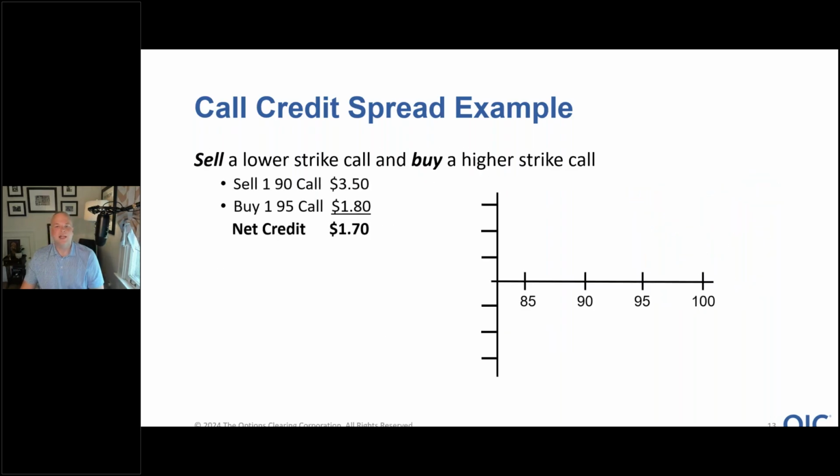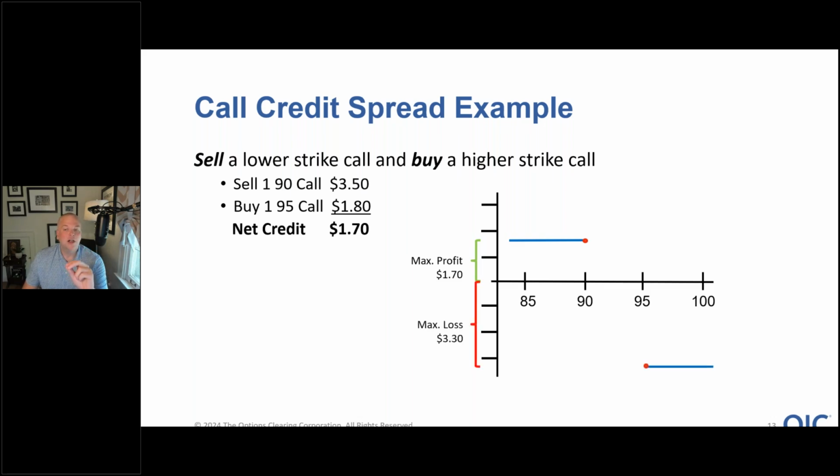Now, let's look at the example as far as P&L is concerned. Remember, you're short the 90s, you're long the 95s. This is a bear call spread, a credit spread. Max profit, again, is what you took in when you sold the actual spread. So max profit is going to be 170.